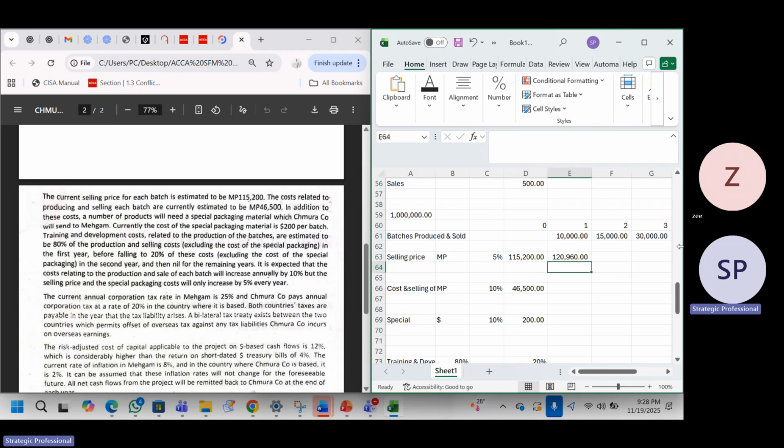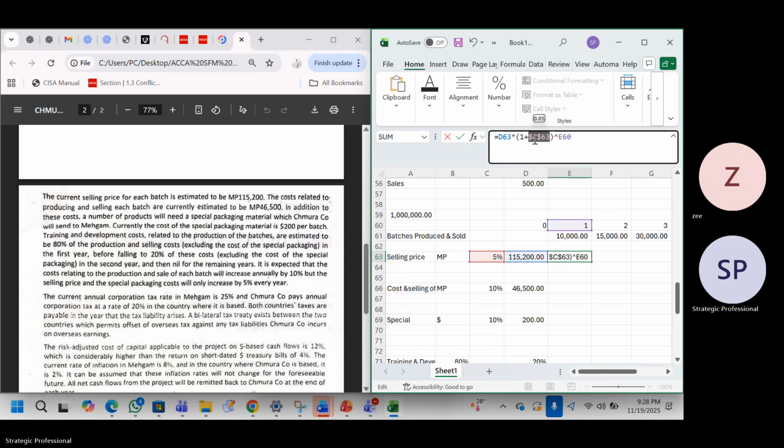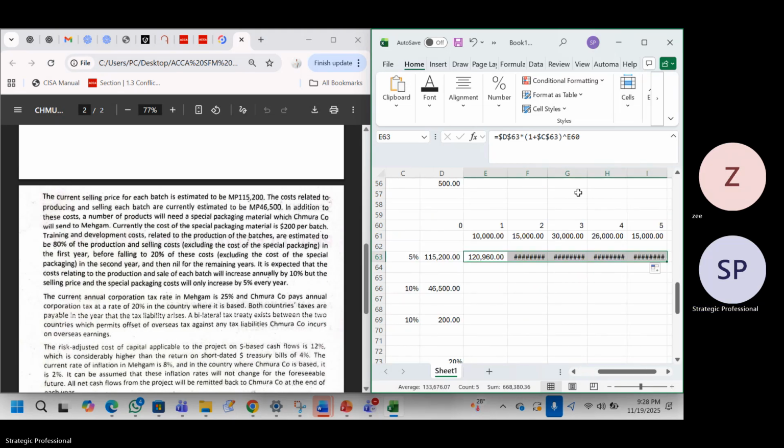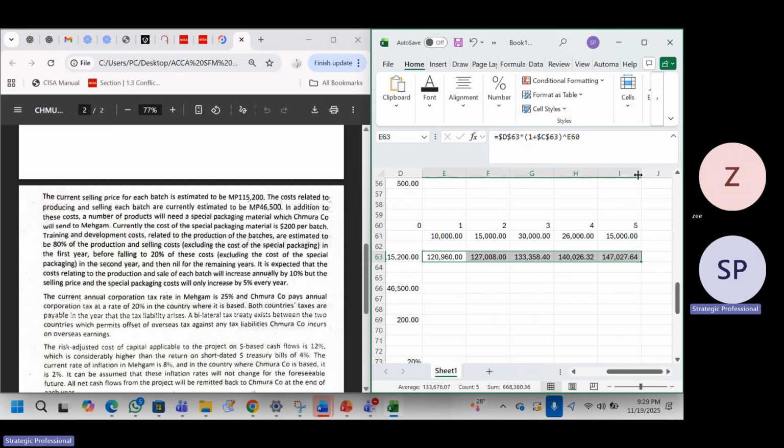So I cannot do this. When I do this, I can lock C because that's a constant. I can lock D, right? And I will grow everything to get this selling price. So these are the selling prices across.